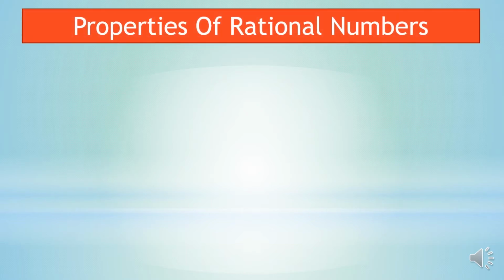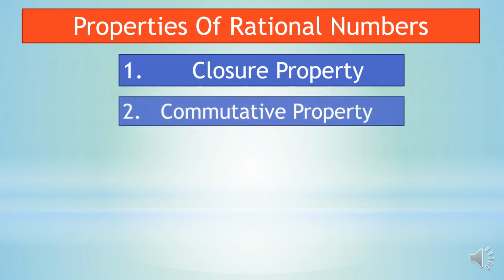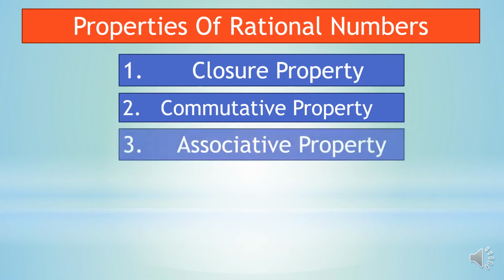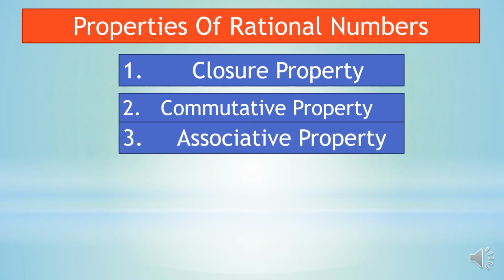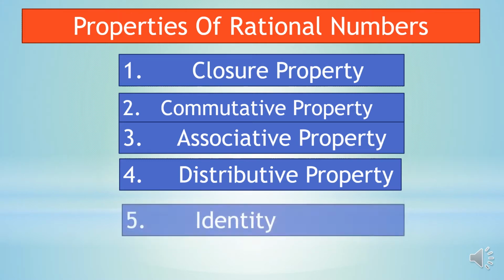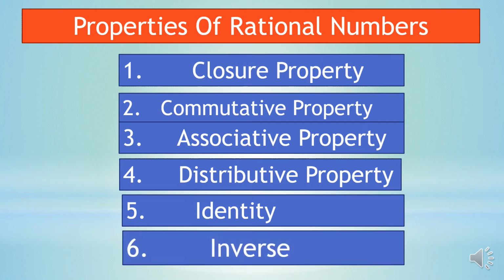Children, let's recall the list of properties of rational numbers that you will have to learn in this chapter. First type of property is closure property. Second is commutative property. Third is associative property. Fourth is distributive property. Fifth is identity property. And sixth is inverse property.